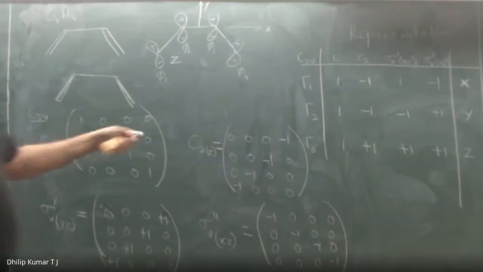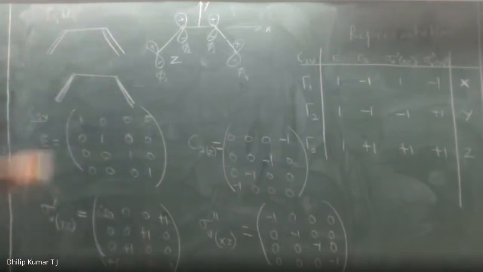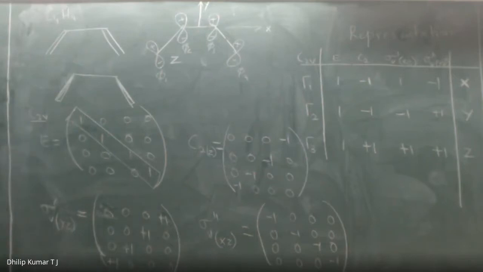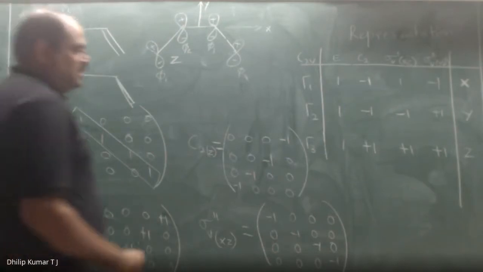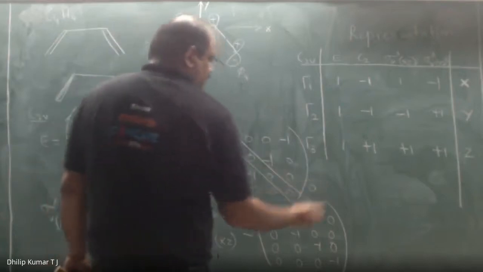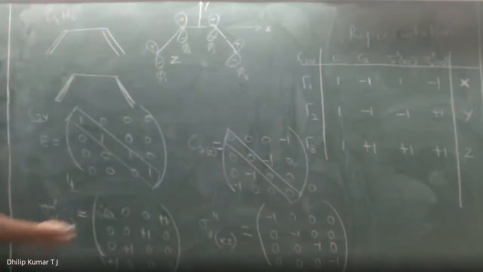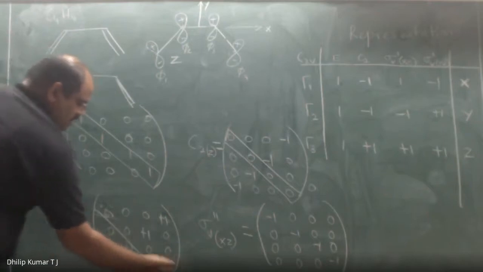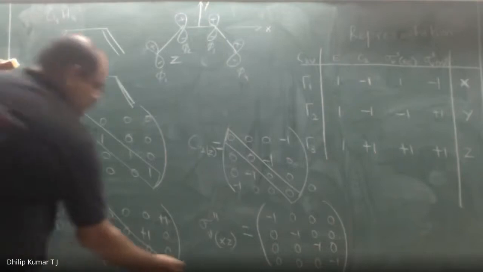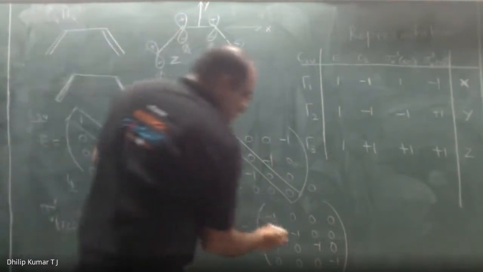Now these are all square matrices. So we sum up the diagonal elements. These are the characters of a matrix. If you find the trace, for E it is 4. Trace is 4 here, and for C2 Z, if you sum it up, trace is 0. And if you sum up sigma V prime, again it is 0. The trace of the matrix here is minus 4.